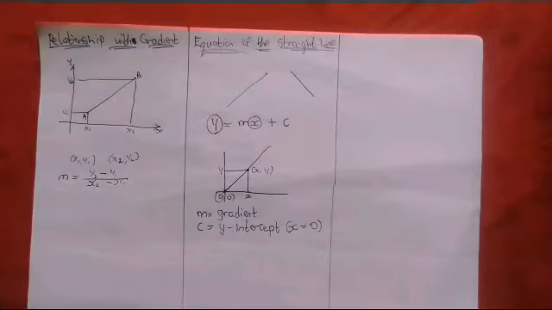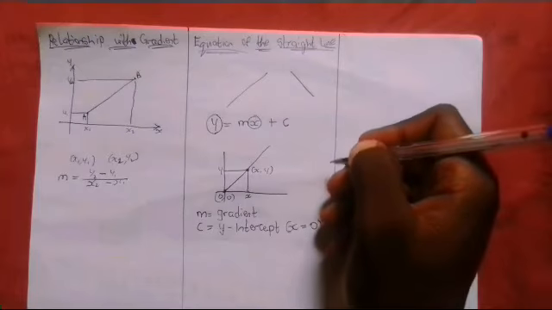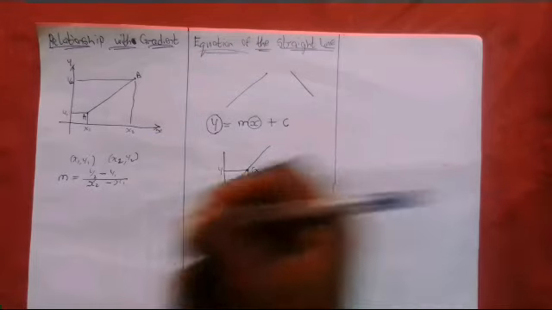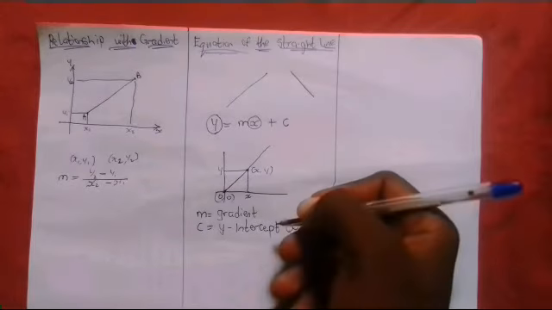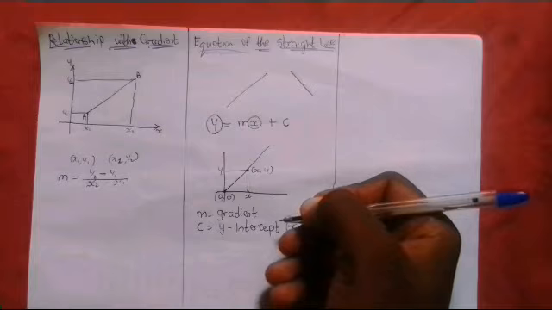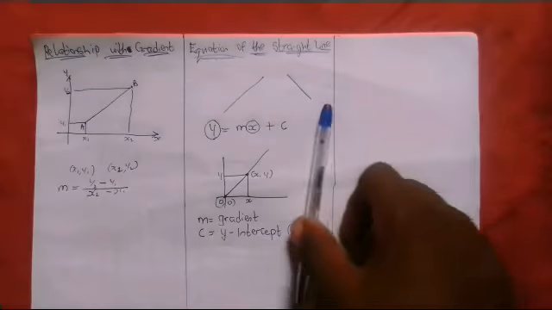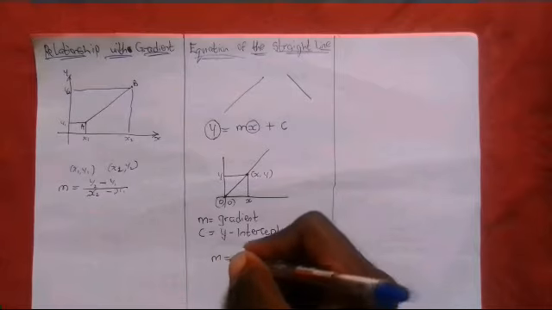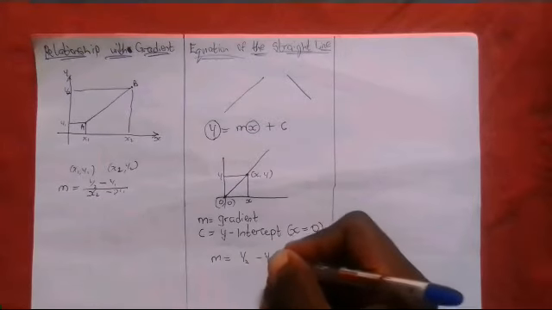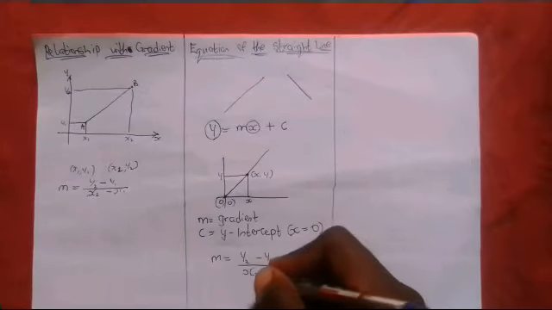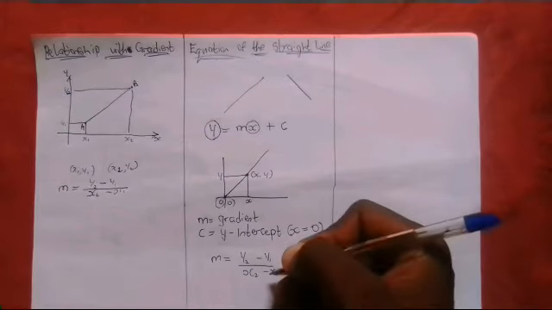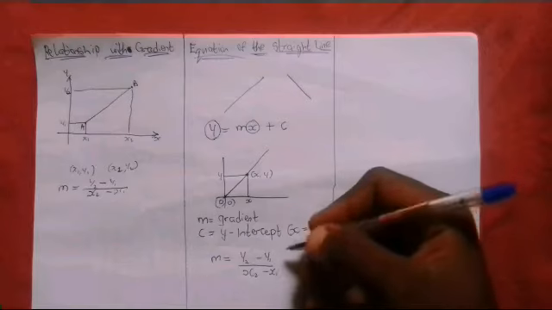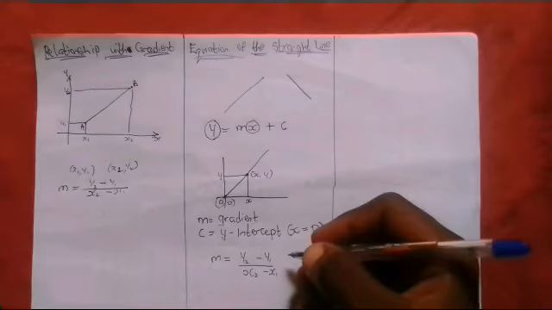So while we continue, I want to move to all the formulas that are involved, or that we can find, in the knowledge of gradient and the straight line. The formulas are as follows. M, already I told you, is equal to y2 minus y1 over x2 minus x1. That's one of the formulas, which means that if you are given two coordinates and you are asked to find the gradient, you use this formula.